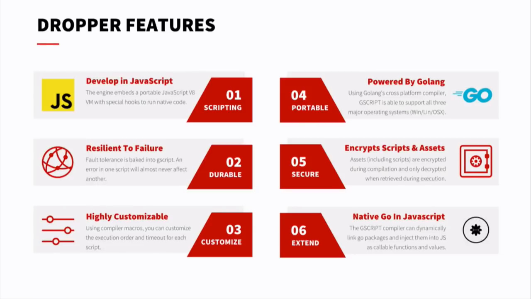Next thing is it's resilient to failure. As we talked about, if script 2 failed, script 1 would have kept on going. Third, it's highly customizable. So things like order of operations of your script, timeouts, all of this stuff you can customize with those compiler macros that we showed you, right? We showed you one, but there's many more you can go with. So how is this cross-platform? It's written in Go.